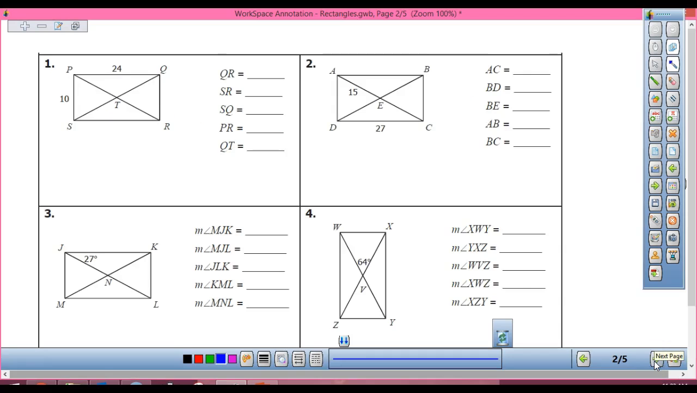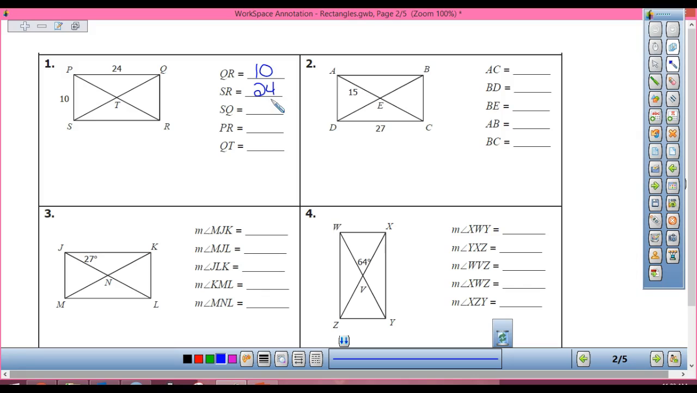So, numero uno. That means number one for you non-Spanish speakers. QR has to be what, Paige? Has to be 10, yep. What property? Opposite sides are congruent. Good. SR has to be what, Olivia? 24, because opposite sides are congruent, yep.